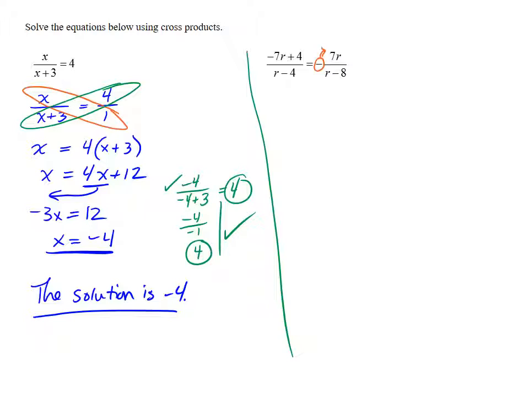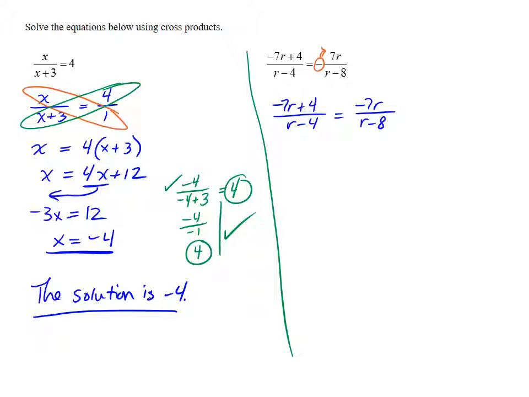So really what we're dealing with is negative 7r plus 4 over r minus 4 equals negative 7r over r minus 8. Now you could have moved it to the denominator, but if you moved it to the denominator, you would have to multiply the entire denominator by negative 1. It's easier just to move it to the numerator because there's a single term in the numerator.